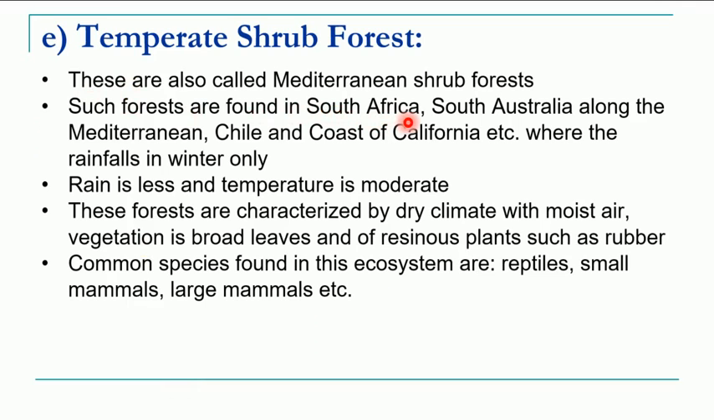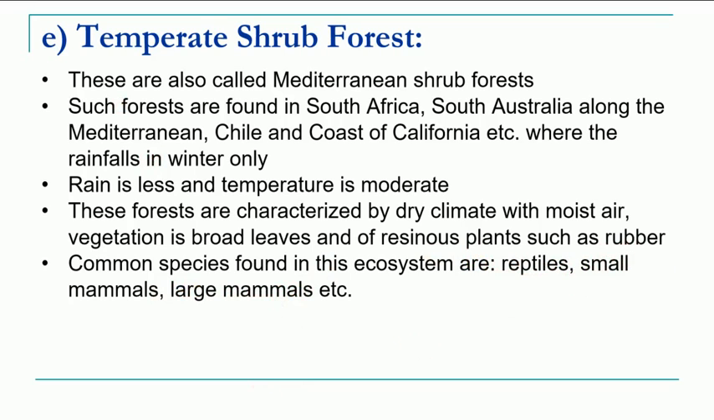Such forests are found in South Africa, South Australia, in the Mediterranean region, Chile, and the coast of California, where the rainfall is low and temperature is in the middle range, that is moderate. Now if we see other climatic conditions, the climate is dry and air is moist. The vegetation belongs to the broadleaf trees such as rubber and other plants, and other animals include reptiles, small mammals and some large mammals.